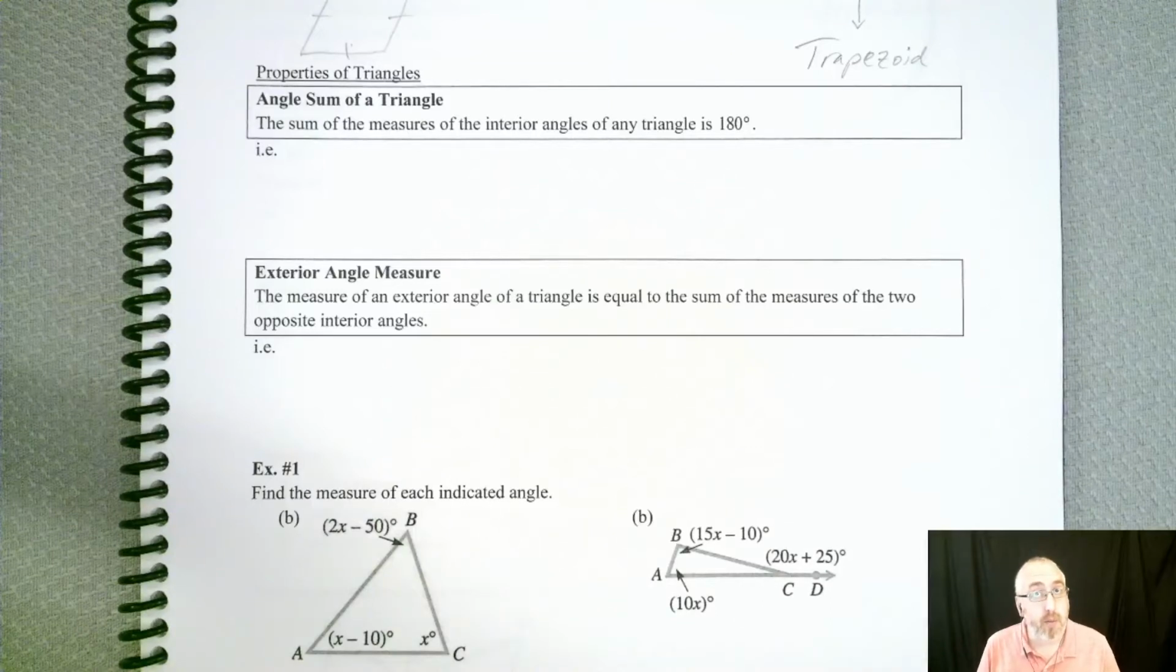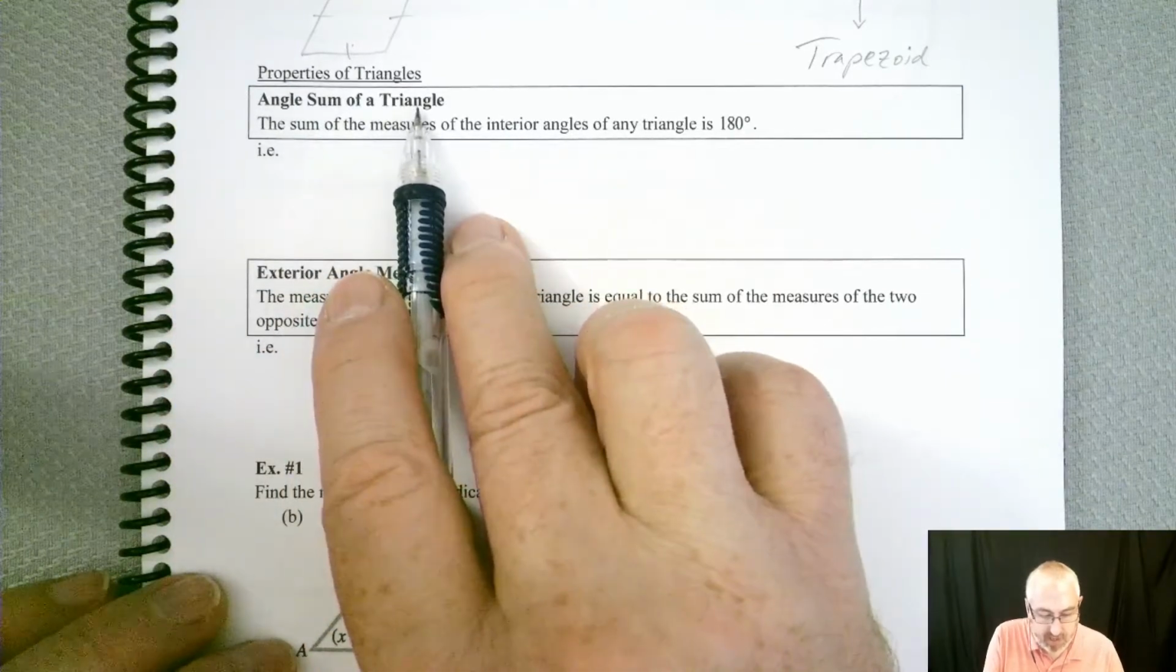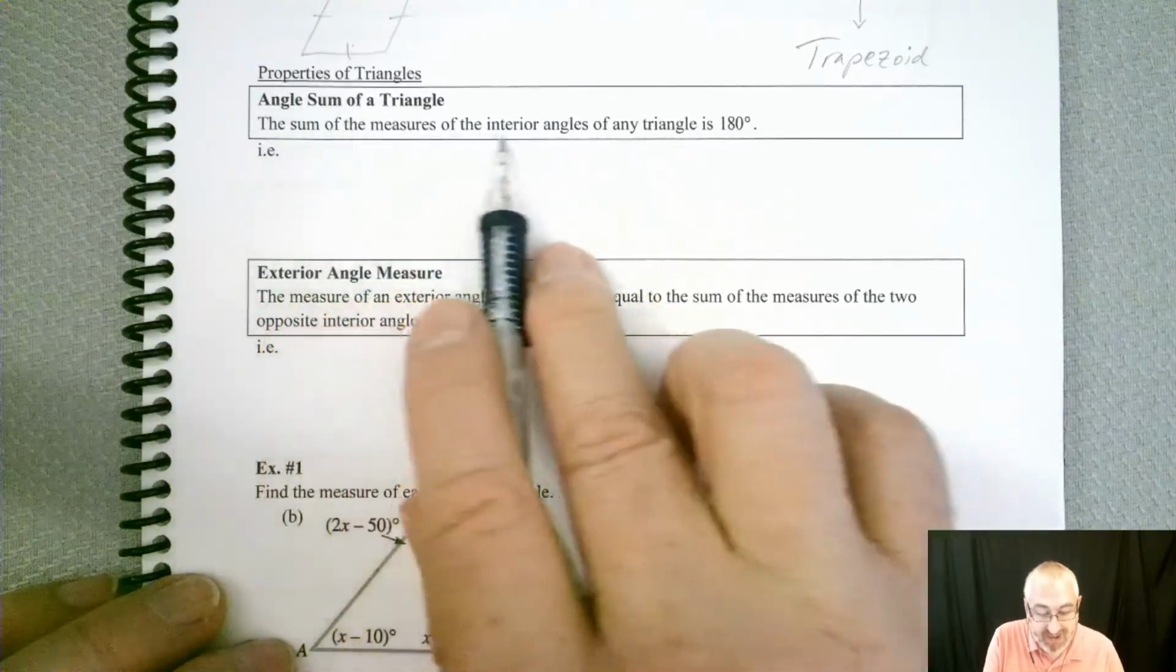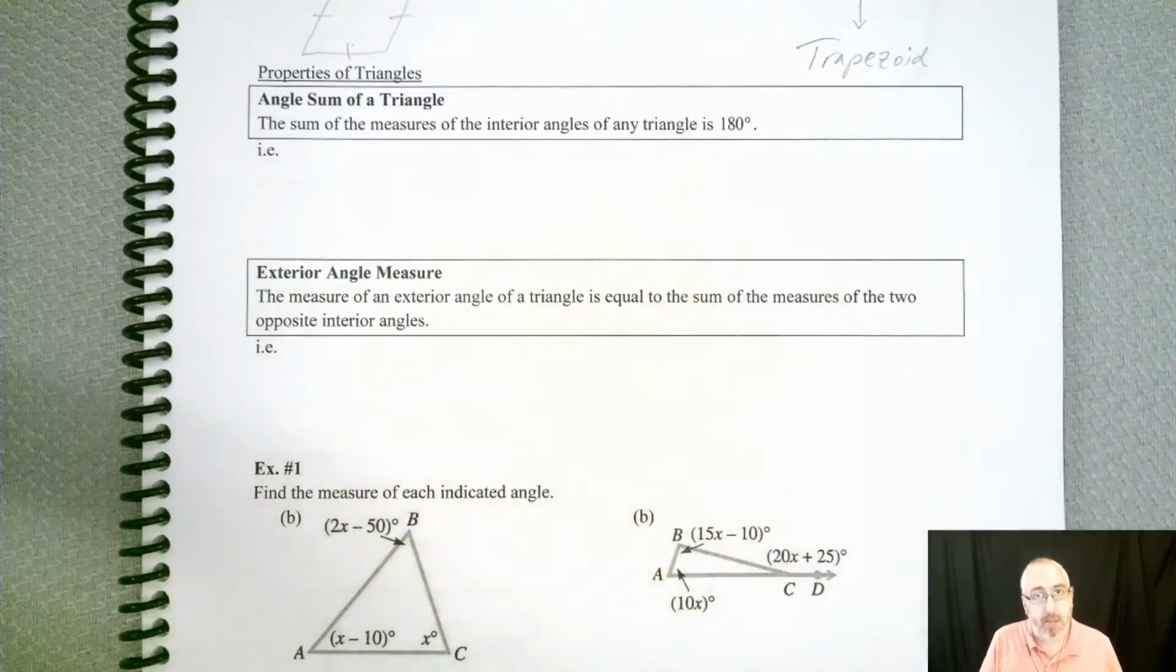Okay, so now that we've looked at triangles, different types of triangles, and quadrilaterals and different types of quadrilaterals and properties, we're going to look specifically at some properties for triangles, two very important ones. The first one is the angle sum of a triangle. It says that the sum of the measures of the interior angles of any triangle is 180 degrees. That's a pretty powerful property.